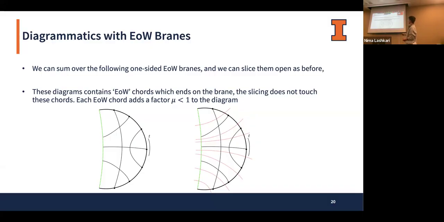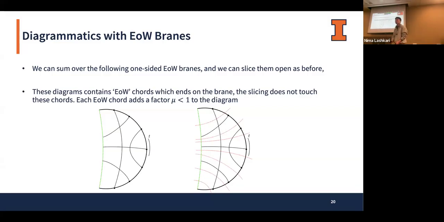And now we introduce a parameter which is called the brane tension, mu, which is smaller than 1. For each chord ending on this end of the world brane, we multiply the diagram by a factor mu. For example, this has a mu squared, a mu cubed, something like that. And we can again do a similar slicing of this diagram into this.